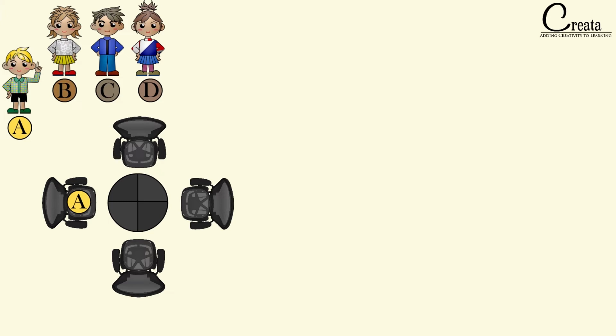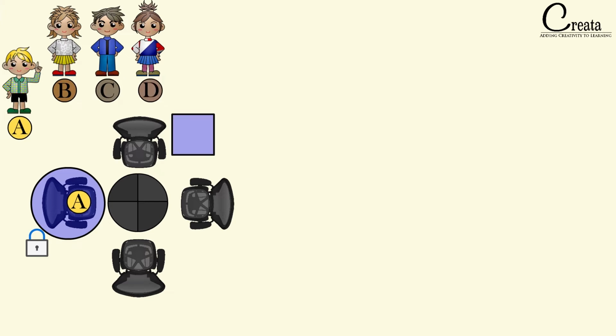We have to fix the position of the first person. Here, let's fix the position of the first person as this position. And with respect to this position, we have to fix the position of the other 3 persons, that is B, C and D. Okay? This position has been frozen.